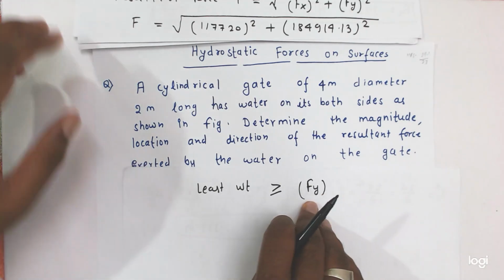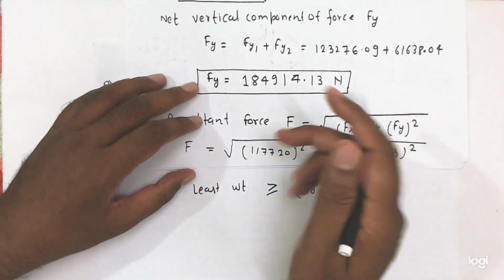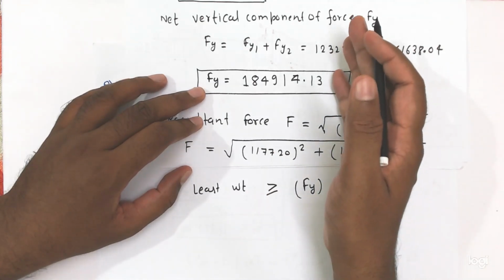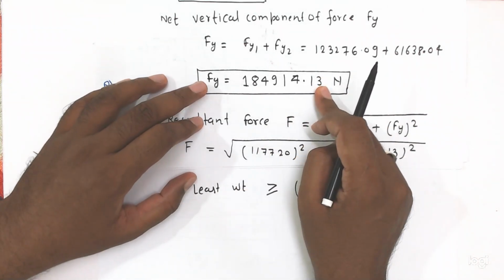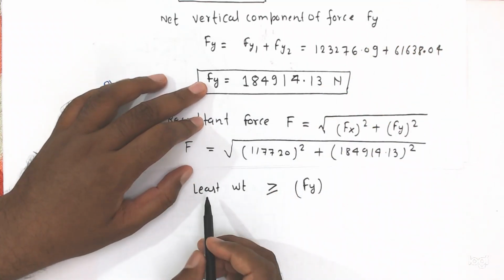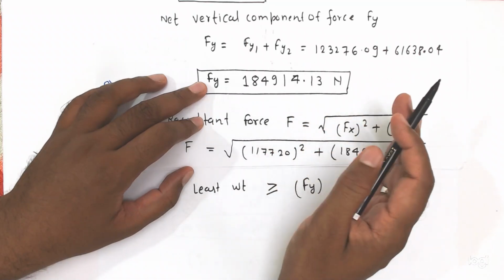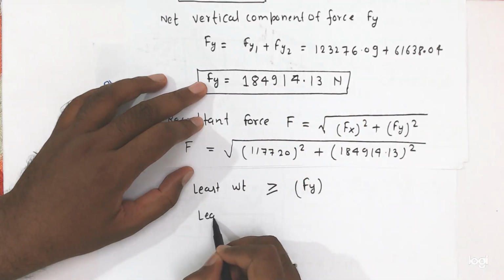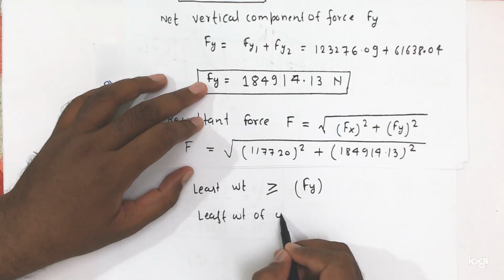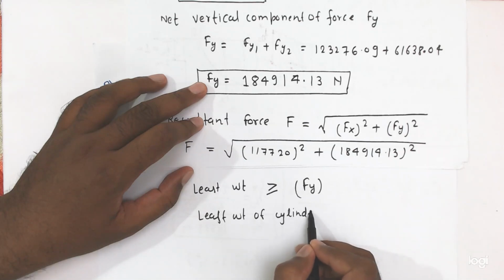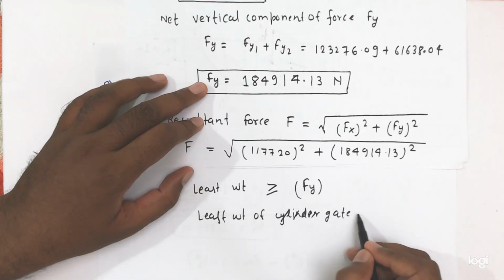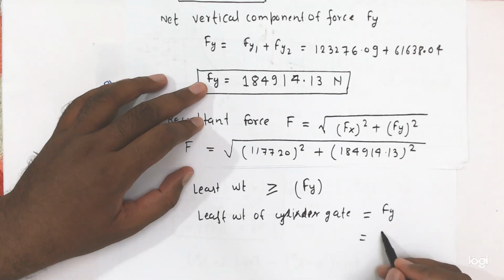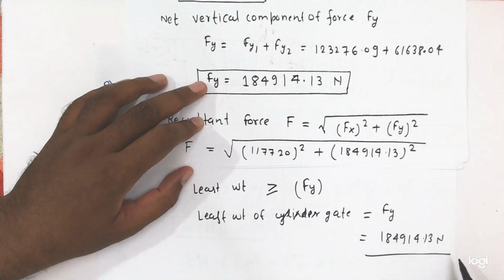Okay friends, if the net vertical component of force is equal to this much, it will act in the upward direction. If the weight of the cylinder is less than this, then it will be lifted. So anyhow the weight of the cylinder will be equal to this or more. So in this case the least weight of the cylindrical gate equals Fy, which is 1,84,914.13 Newton. So this is the least weight.